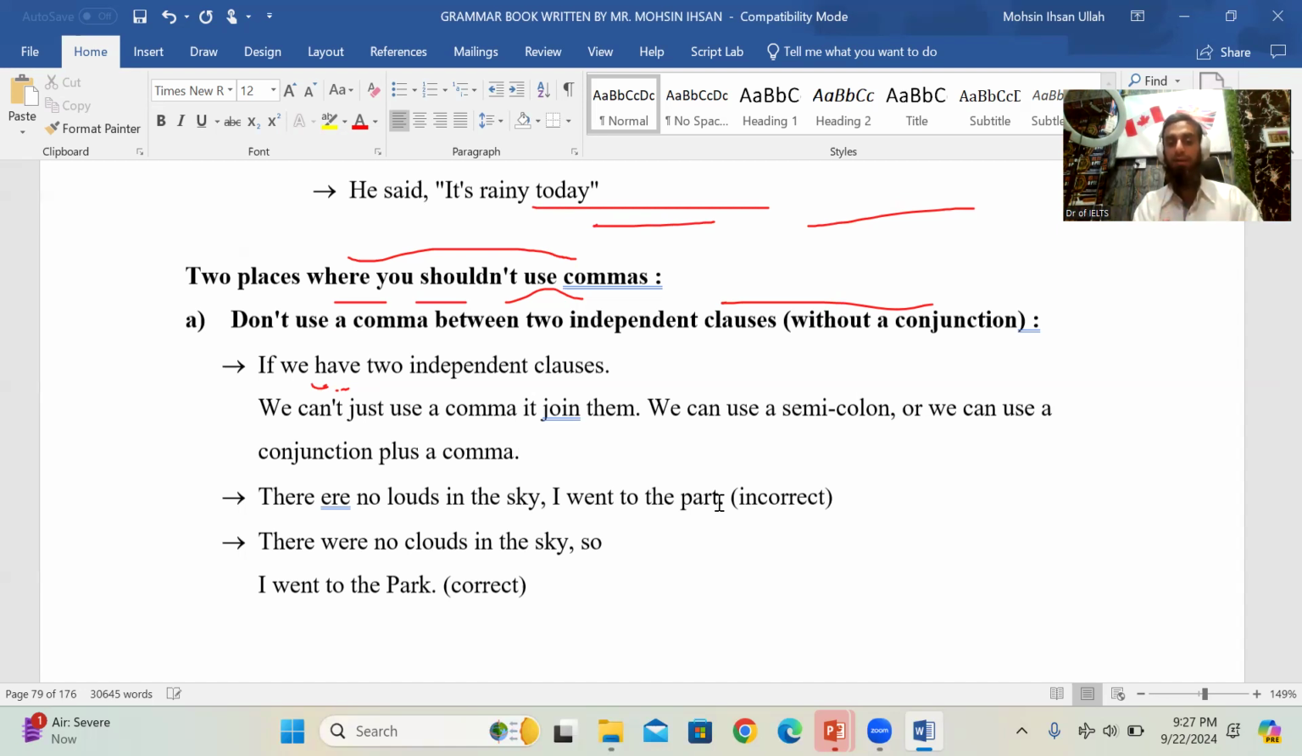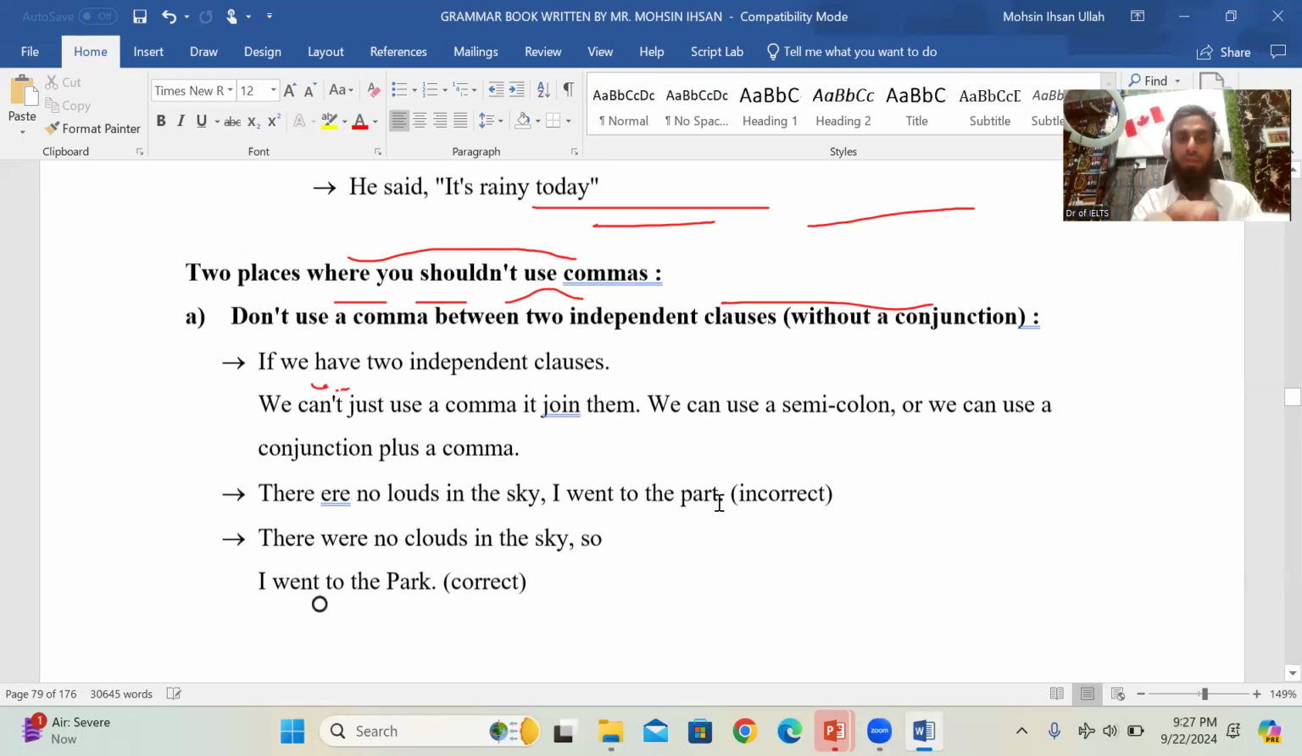So if we use a comma here, then it doesn't fit because both are independent. We can say, there were no clouds in the sky, so I went to the park. This is correct, right? And this is correct because of so, right? As I mentioned earlier, if after so we use a pronoun, after and, but, yet, not after and but not yet.